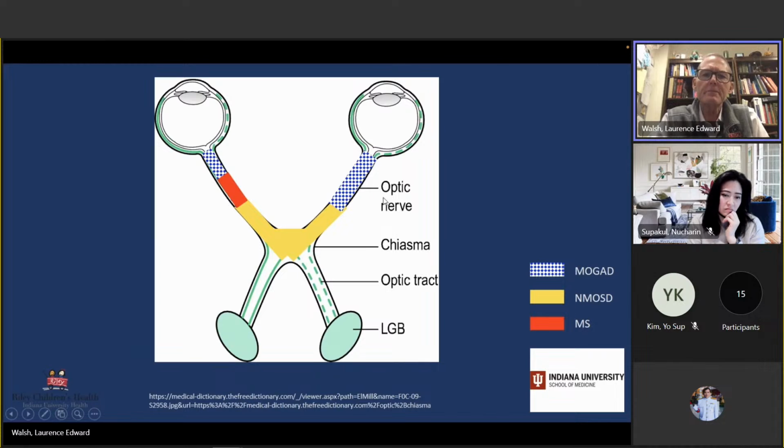This was my sad attempt at a graphic. It's the only graphic I have in here, I think. As Dr. Wu pointed out, when you break these down into some of these later categories, MS in a single attack tends to be unilateral and more in the intraorbital section of the nerve, a shorter segment. MOGAD is bilateral. NMOSD can be bilateral or unilateral, but it tends to involve more posterior and chiasmatic involvement.